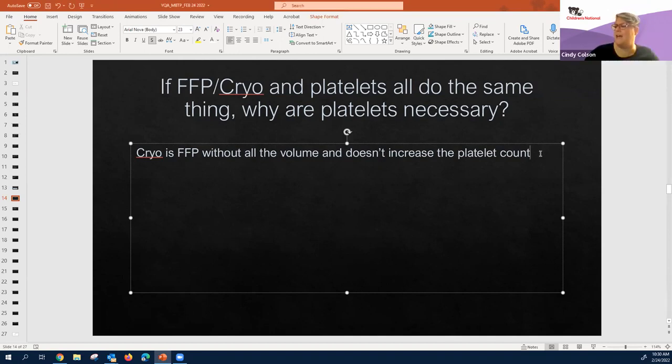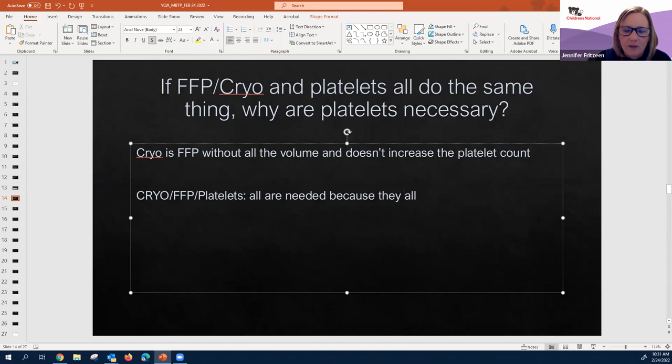And anything else that I should add? No, why don't you put in there that where cryo, FFP, and platelets all improve coagulopathy, they're both needed because they do it in different ways. Platelets increase platelet count; cryo and FFP improve factor and fibrinogen. Anything else? No, I don't think so.